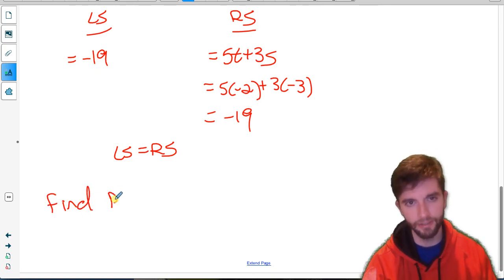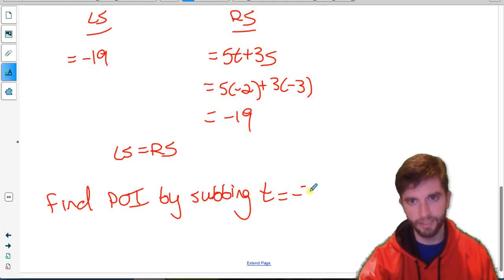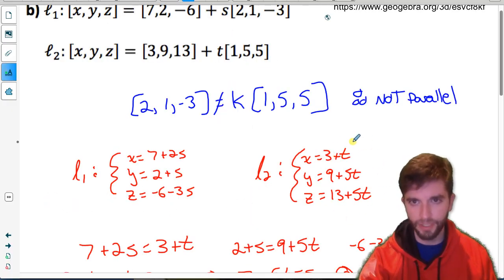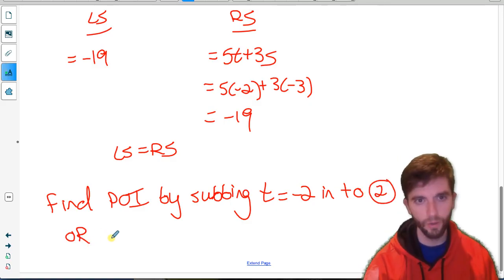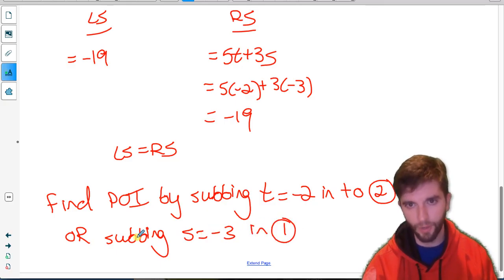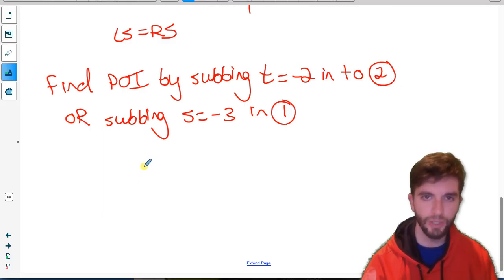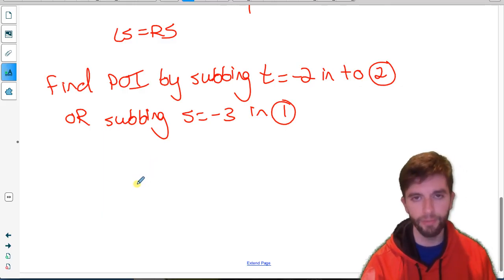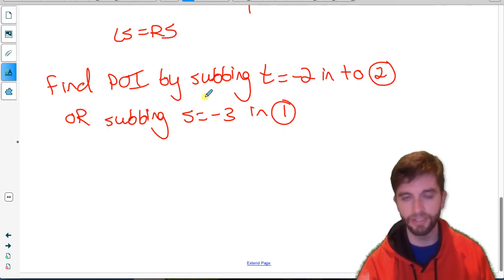I can find that point of intersection by either subbing t equals -2 into line 2, because that's the line that has the t variable for its scalar, or by subbing s equals -3 into equation 1, because that's the line that has s as its variable. It shouldn't matter which one I do, I should get the same point for both because that's where they intersect. Let's sub t equals -2 into line 2.